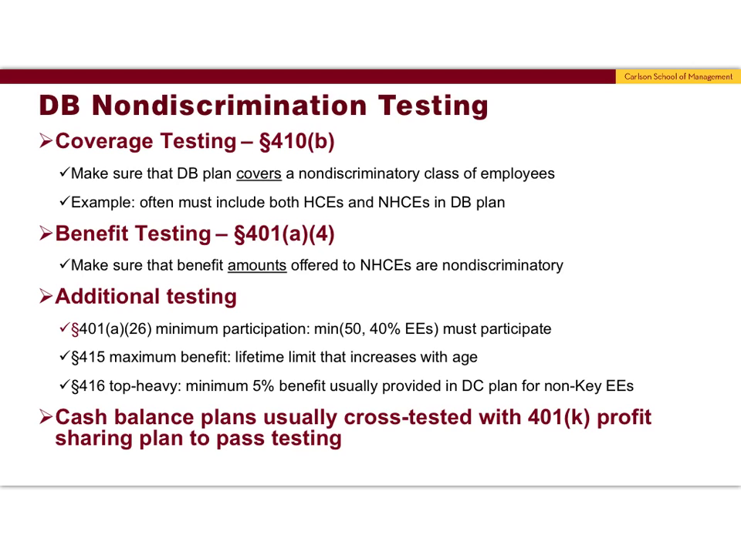Some additional testing requirements for DB plans are 401(a)(26) minimum participation rules, which require that the smaller of 50 employees or 40% of the employer's workforce participate and accrue a meaningful benefit in the plan. 415 maximum benefit limits, which are a lifetime limit in a DB plan, in contrast to DC 415 limits, which are annual allocations. And 416 top-heavy requirements.